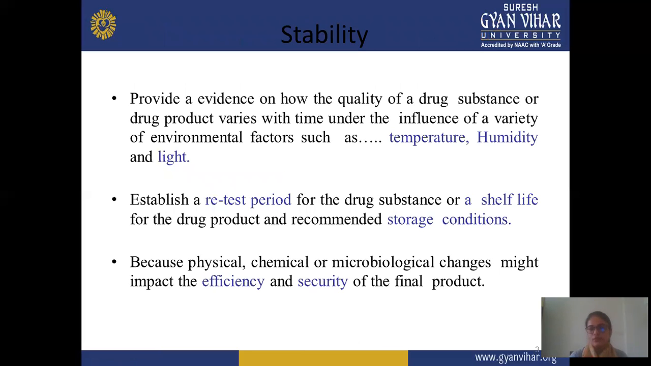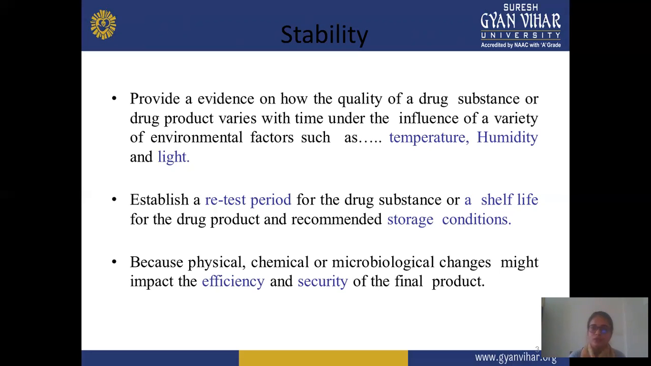Now we discuss the first topic, the definition of stability. What is stability? All types of formulation require a stability study, because with its help you finalize your formulation and check the expiry date, how long it stays good, or whether the formulation is safe. A stability study provides evidence on how the quality of a drug substance or drug product varies with time under the influence of a variety of environmental factors such as temperature, humidity, and light.